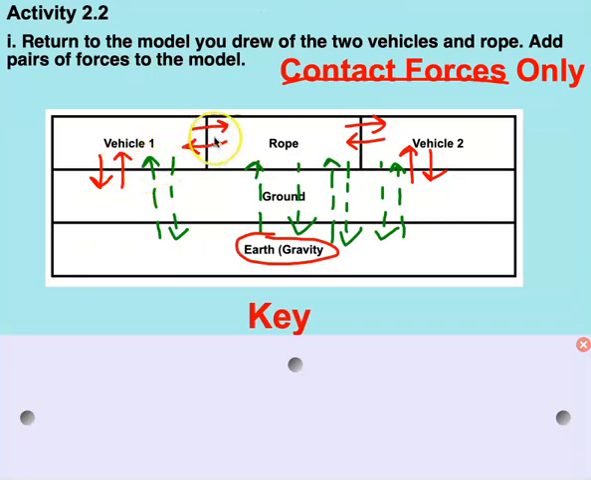Now a little bit more about this. Horizontal arrows show horizontal forces. Vertical arrows show vertical forces. Arrows that are not dotted or dashed are contact forces. These would be non-contact forces. We're going to learn more about those.